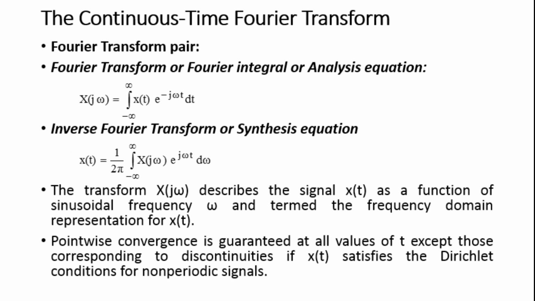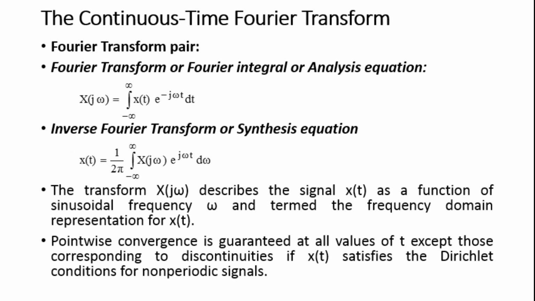Integration from minus infinity to infinity x of t into e power minus j omega t into dt. And the inverse Fourier transform or synthesis equation is given by x of t is equal to 1 by 2 pi integration minus infinity to infinity x of j omega into e power j omega t into d omega. The transform x of j omega describes the signal x of t as a function of sinusoidal frequency omega and is termed the frequency domain representation for x of t.